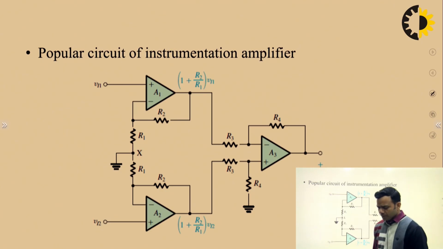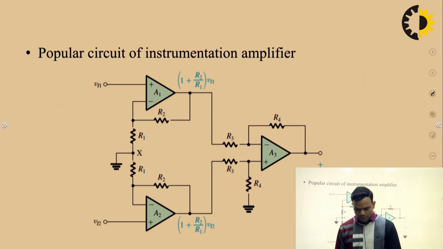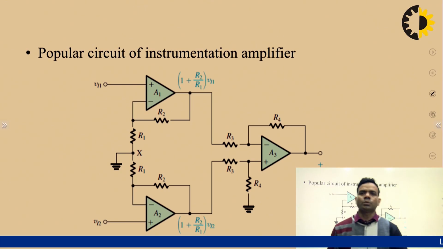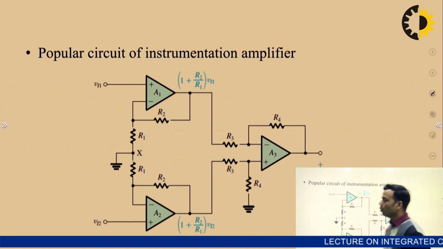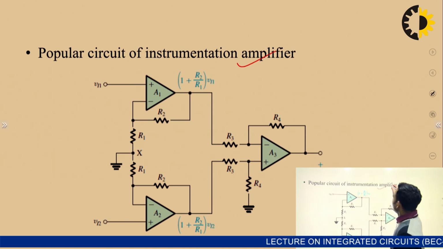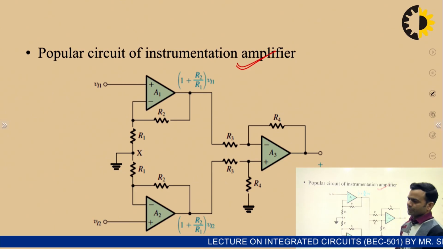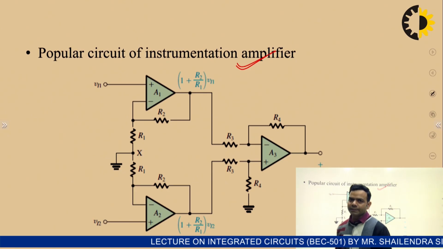However, there are more than 2 to 3 types of instrumentation amplifier, but this is the most popular circuit of instrumentation amplifier. So, now let us analyze this circuit.